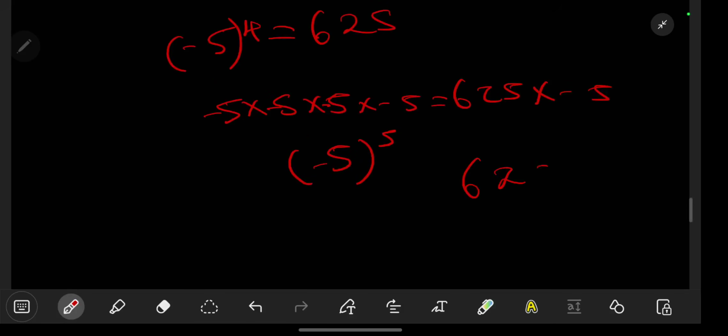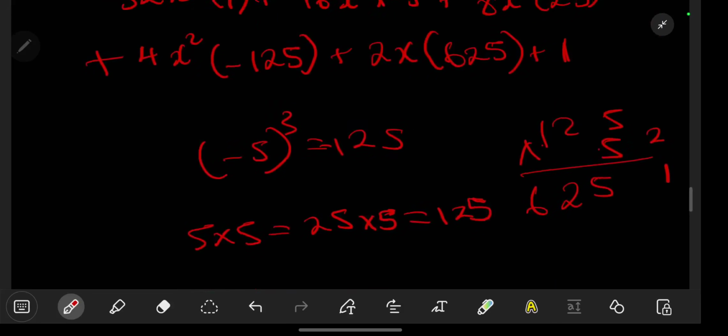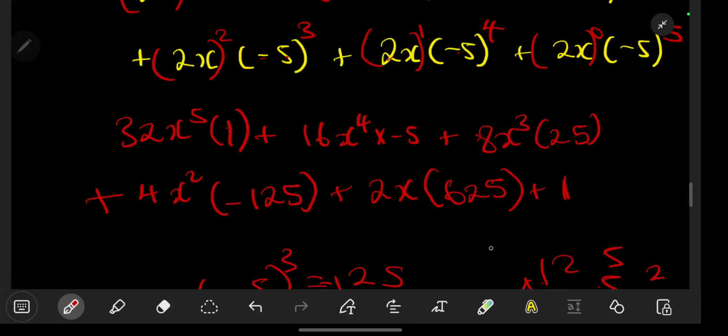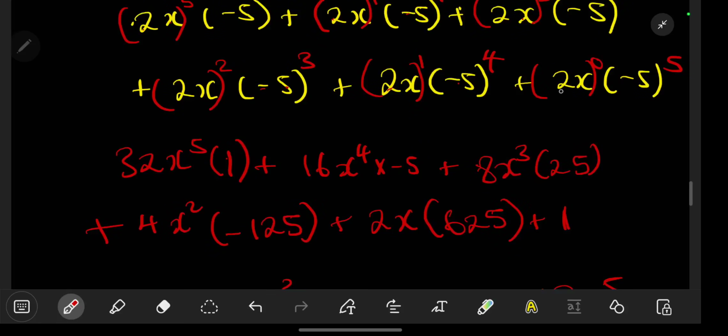So multiplying our 625, ignoring the negative, by 5: 5 times 5 is 25, 5 remainder 2. 5 times 2 is 10, plus 2 is 12, remainder 1. 5 times 6 is 30, 30 plus 1 is 31. So we get 3125. Then 2x to the power 0 is 1, times 3125.